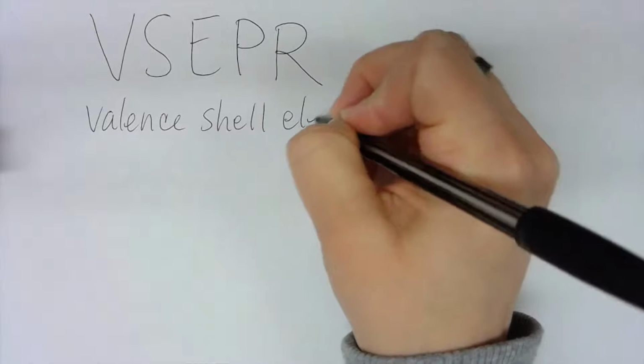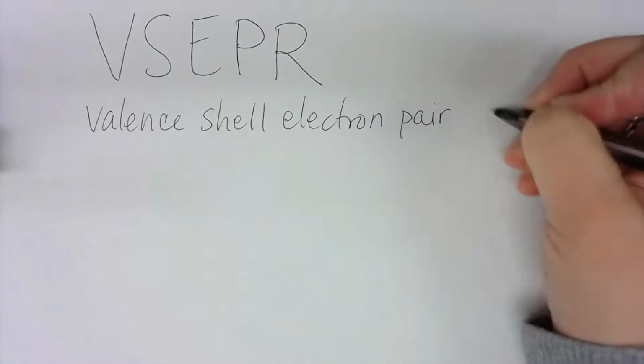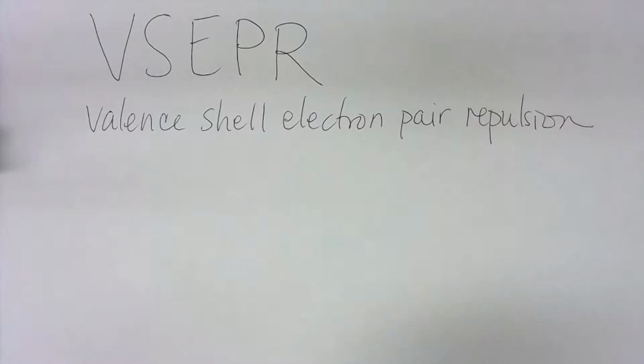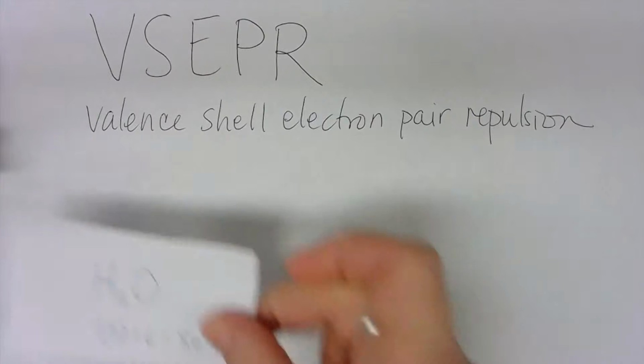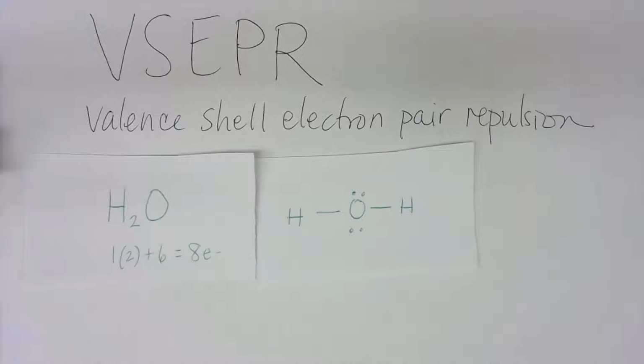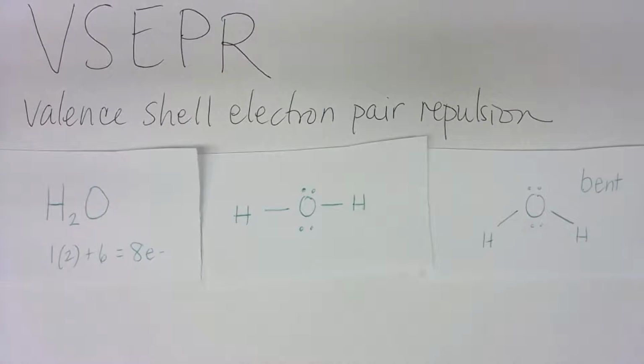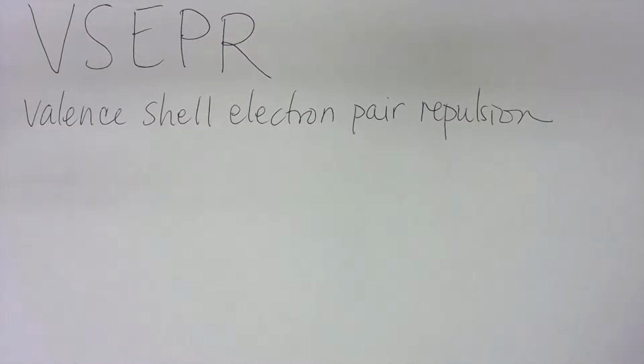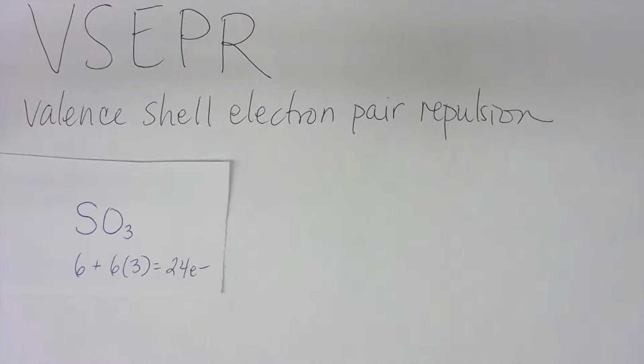VSEPR, valence shell electron pair repulsion. H2O, the Lewis structure you can see right there, 2 lone pairs. The lone pairs and the bonds will repel, forming a bent shape.